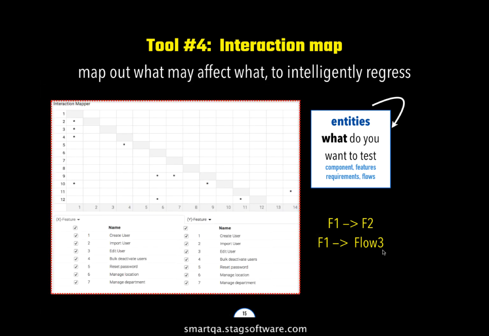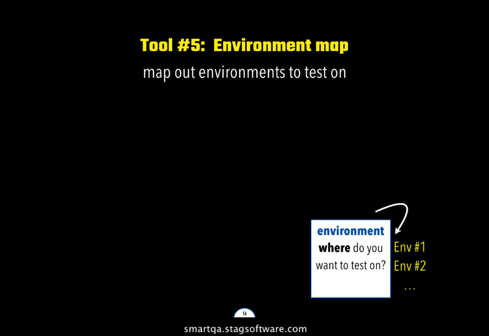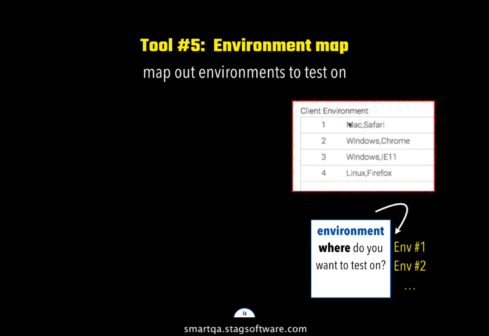Another simple map, which again has an x-axis and a y-axis, where both axes list down the various entities. Maybe it could be feature 2 affects feature 1. Lastly, tool number 5 is about maps to help us understand the environments, to map out the various environments that we want to test on, which is really a combination of all the various elements of the environment. We want to test it on this operating system using this browser, for example, if it is a UI or a client kind of an environment.